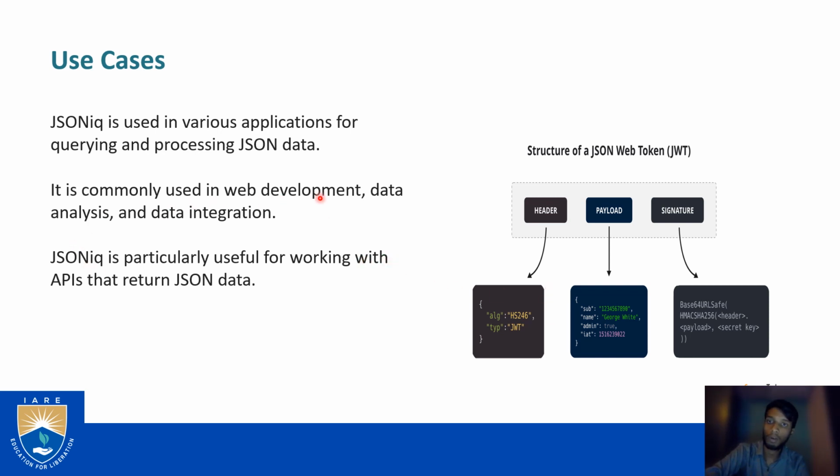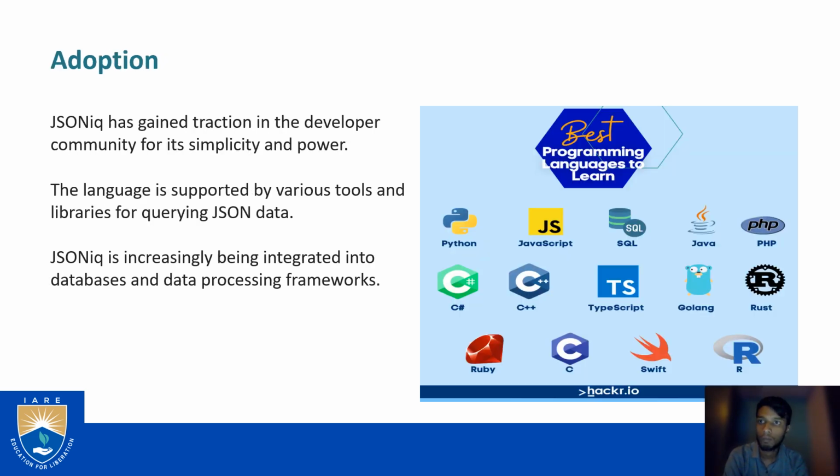It is commonly used in web development, data analysis, and data integration. JSON is particularly useful for working with APIs that return JSON data. It is also like an API. APIs are also written in this form only. So APIs and JSON are related, with some related syllabus.